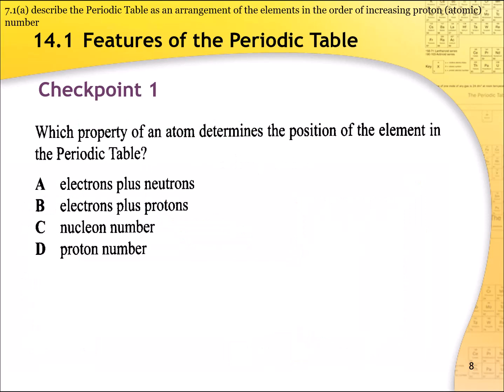Okay, checkpoint 1. Which property of an atom determines the position of the elements in the periodic table? Which one determines the position? So in other words, how are elements arranged? The answer is proton number. They are arranged according to the proton number.